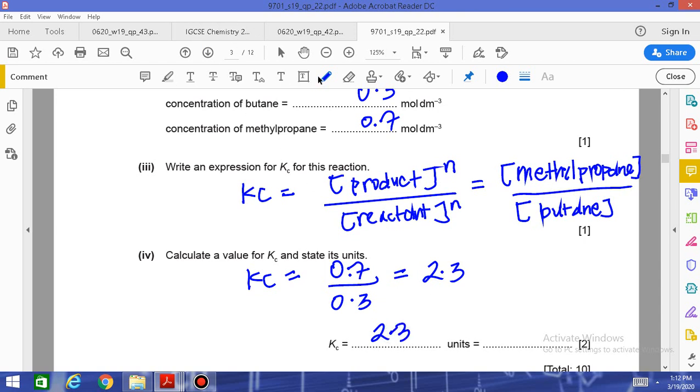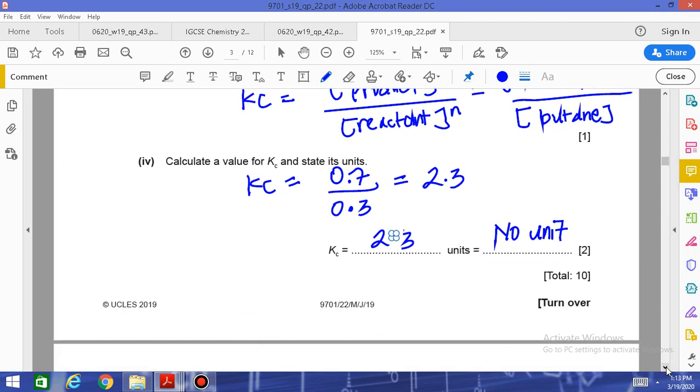Okay, and the unit is, there is no unit. Remember, the unit for concentration is mole per cubic decimeter. Mole per cubic decimeter, so they cancel each other. So there is no unit. Okay. Next.